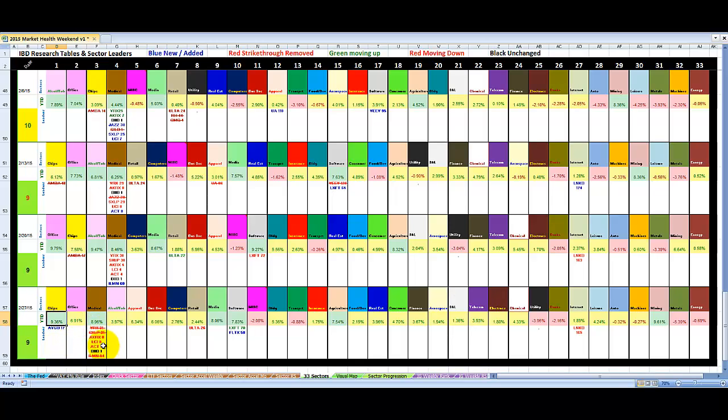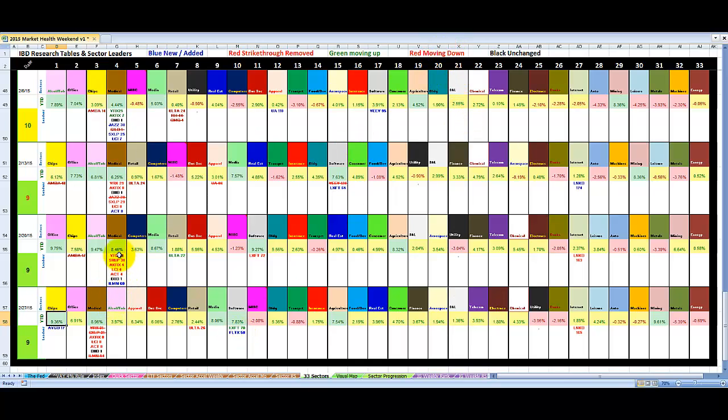And those leaders also have their industry group rank. I have them color coded so I can keep track of them. Blue, any ticker that's blue was new or just added this week. If it's red and it's been struck through, it's been removed from the leaders list. Green means that it's moved up week over week in its industry group rank. So LXFT, for example, this week its industry group rank is 70. Last week it was 72. So it's moving up, so I've color coded it green.